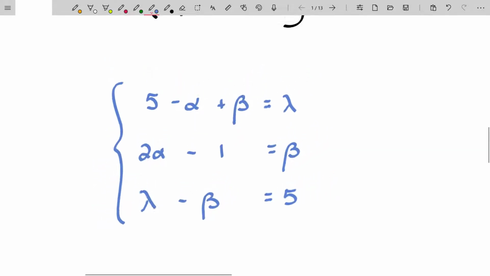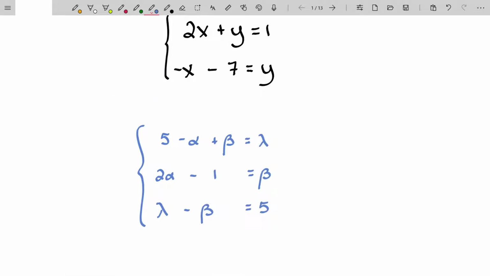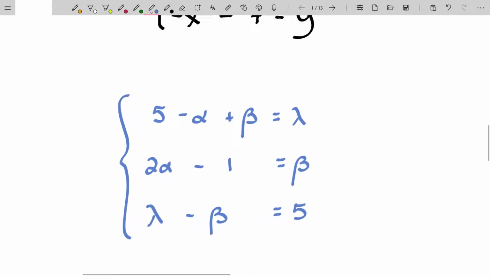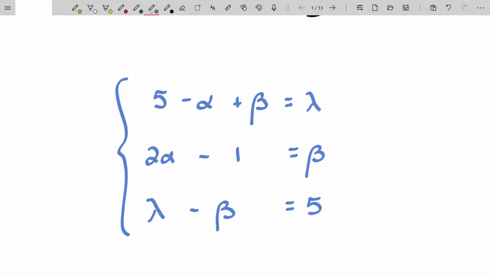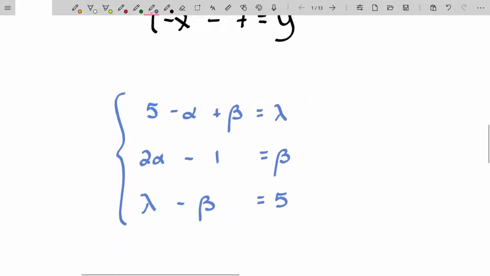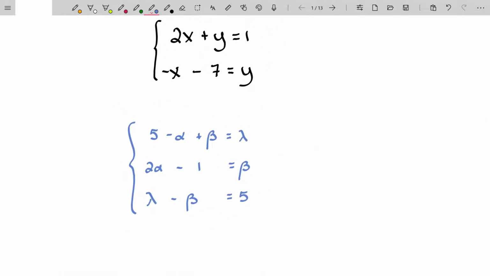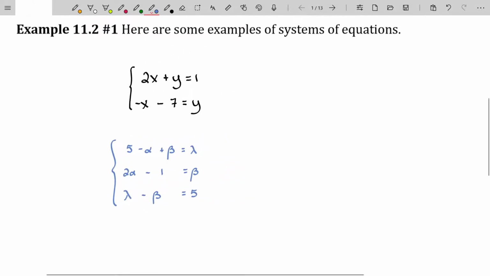It is written in such a way, in fact, the previous system was as well, that most people would like to readjust these and get all the variable terms on one side and all the constant terms on the other side. So this is not what I would call a standard form for a system of equations. Most of us would love it if alpha, beta, and lambda terms were on the left-hand side of each of those equations and the constant terms were on the right-hand side. They don't have to be, but that's really what we would prefer.